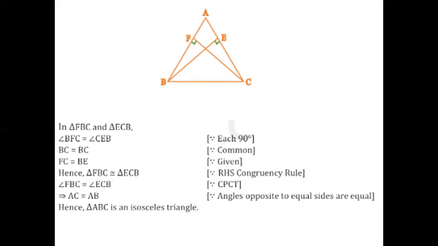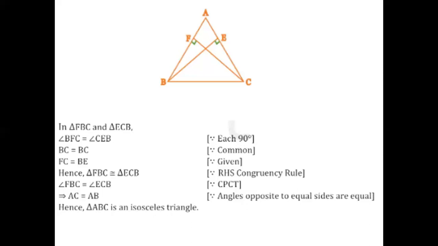Using these three facts, I can conclude that triangle FBC is congruent to triangle ECB. Which rule? RHS congruency rule, because one of them is a right angle, the other one happens to be a hypotenuse, and the third fact happens to be one of the corresponding sides. So by RHS congruency rule, triangle FBC is congruent to triangle ECB. If that's the case, then angle FBC should also be equal to angle ECB. Yes, by CPCT, corresponding parts of congruent triangles.